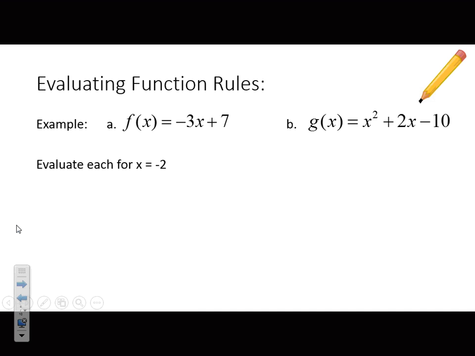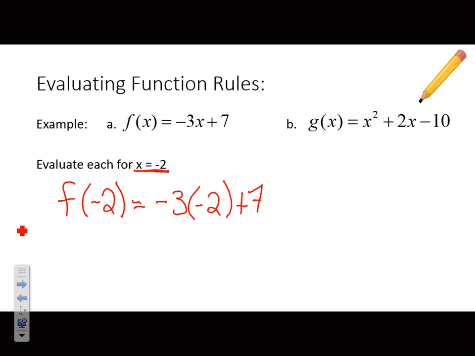Now we're going to do a few problems using function notation. So we're going to be evaluating these functions given the rule. So we're going to work with example A first. A says f of x equals negative 3x plus 7. We need to evaluate this when x equals negative 2. So what that means is wherever there's an x value, we're going to plug in negative 2. So now this is going to say f of negative 2 equals negative 3 times negative 2 plus 7.